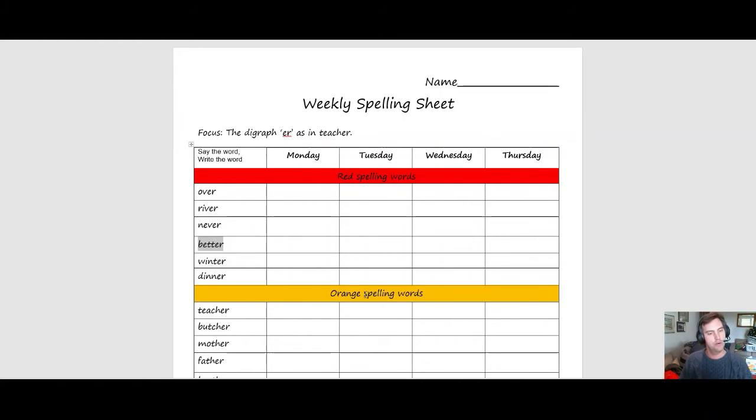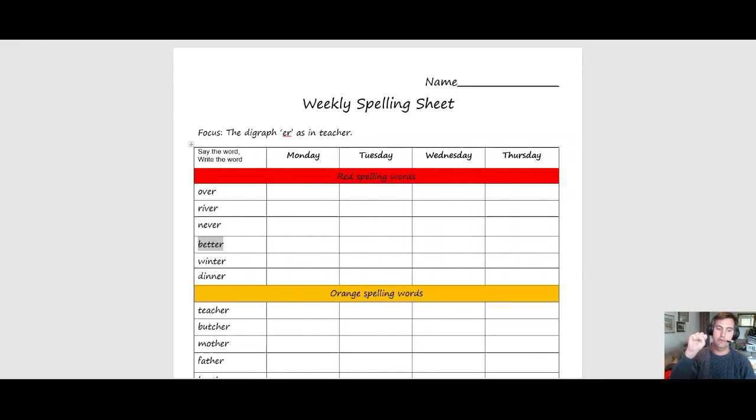Better. Say the word better. Okay, better. It is an adjective to describe something that is more suitable or more fitting for a purpose. For example, I can see you're trying to use crayons for this activity. I think that textas might work better. Probably a better tool for that activity.